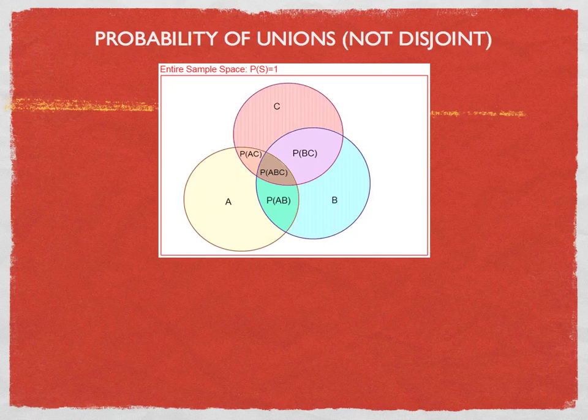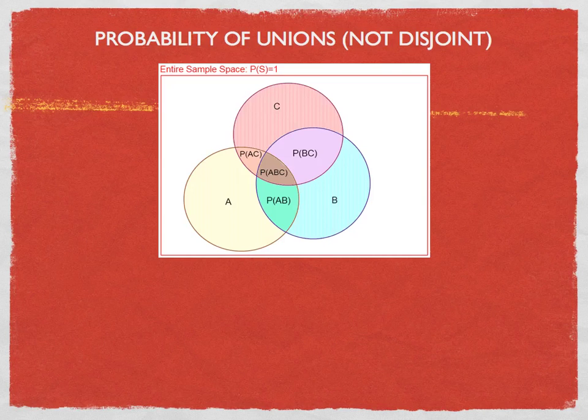Okay, what about finding the probability of unions that are not disjoint? We will still use the addition rule to find out the probabilities of either A, B, or C occurring, but we'll have to account for where they overlap so that we're not actually finding the probabilities of partial areas more than once, what I like to call double dipping. So, okay, let's take a look at this.